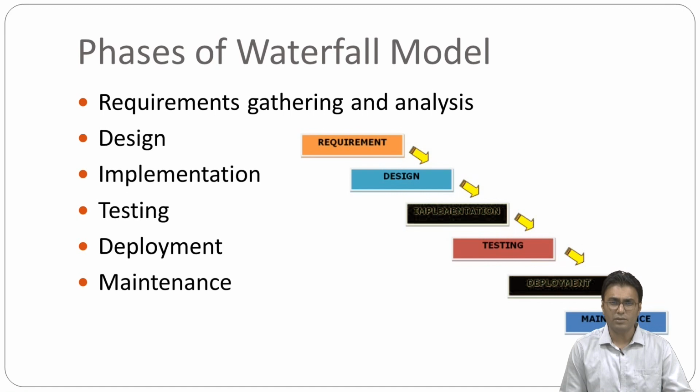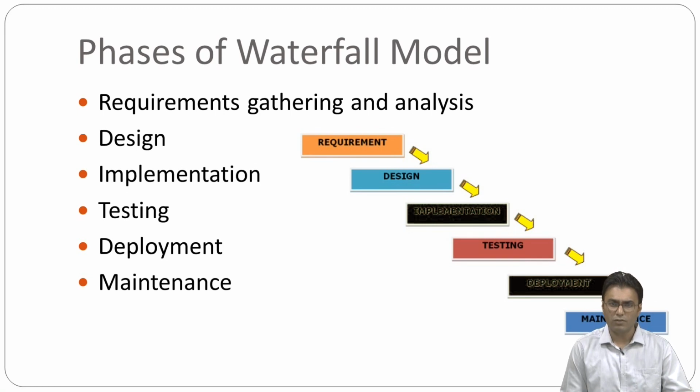Then the third one is implementation. The implementation phase involves coding the software based on the design specifications. This phase also includes unit testing to ensure that each component of the software is working as expected. Then the fourth phase is testing. In the testing phase, the software is tested as a whole to ensure that it meets the requirements and is free from defects.